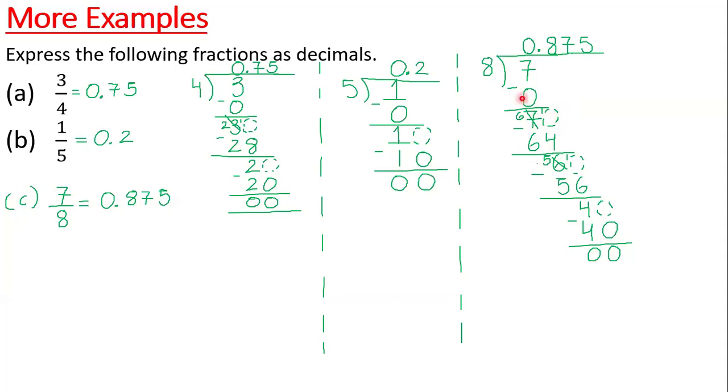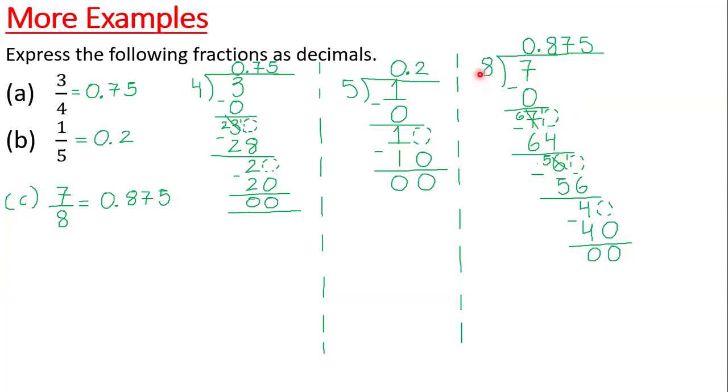Add a 0. Then we say 8 into 70. How many times does 8 go into 70? 8 times. 8 times 8 is what? 64. Good. Then we do 70 minus 64, which gives us 6. We put the imaginary 0.